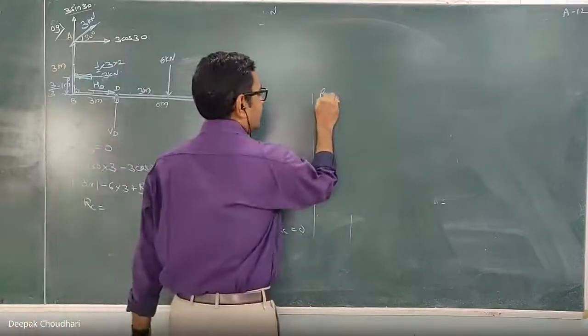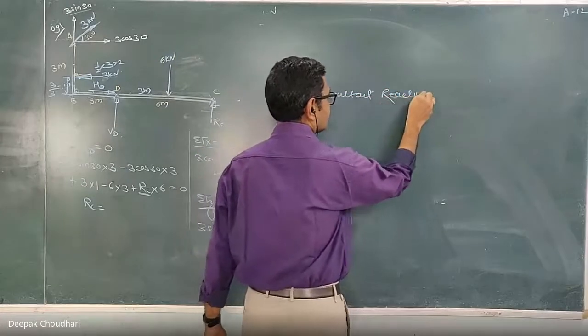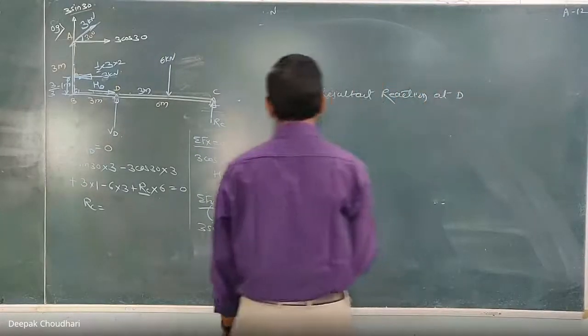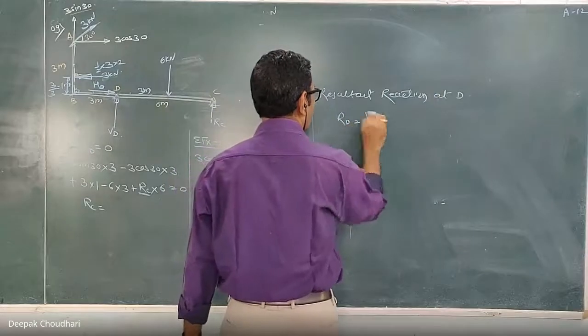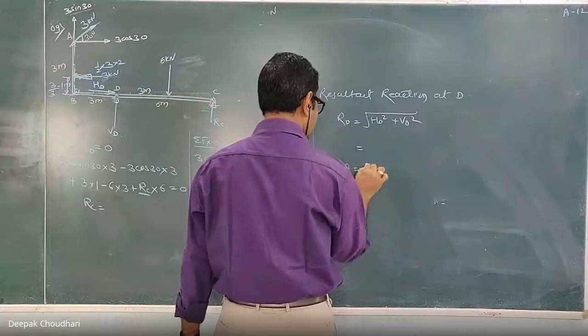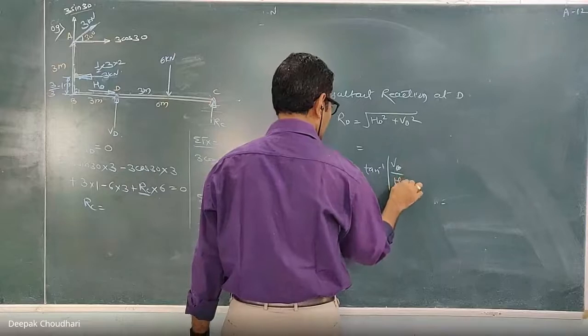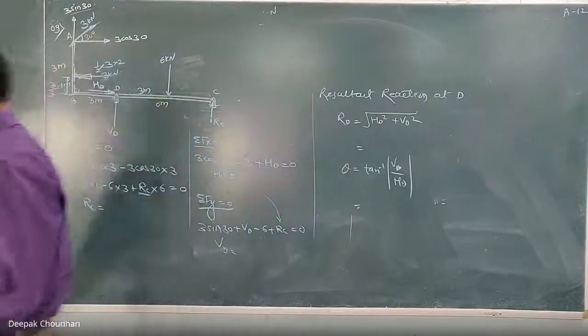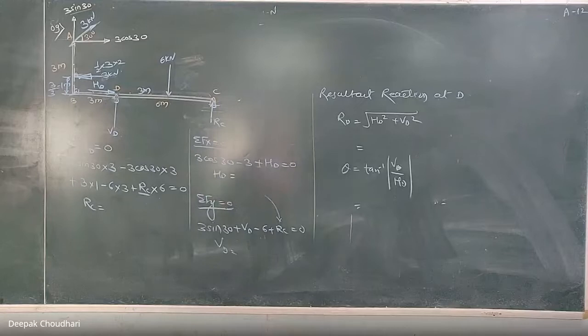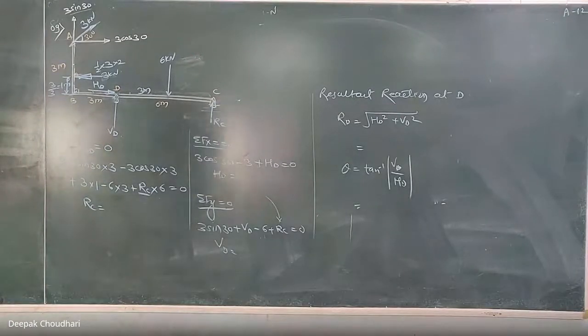Then the resultant reaction at point D. RD equal to under root of HD square plus VD square. And let's calculate its inclination. Theta equal to tan inverse of mod of VD upon HD. You'll get the resultant reaction. Any doubt? This is supposed to be the easiest part in mechanics. Here your sum will be done in 5 minutes, provided you are comfortable with the moment.